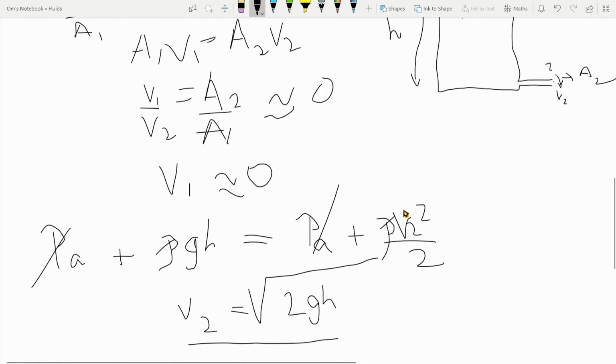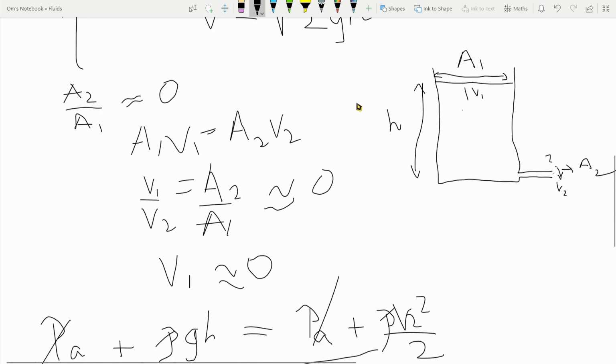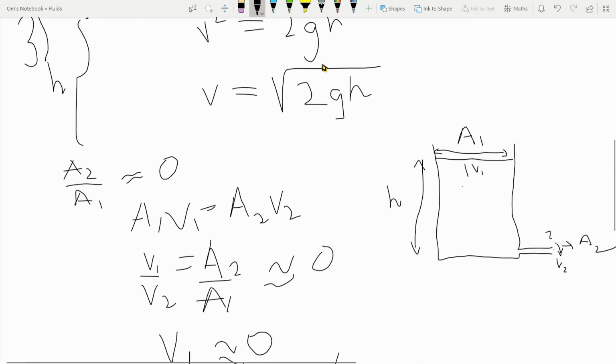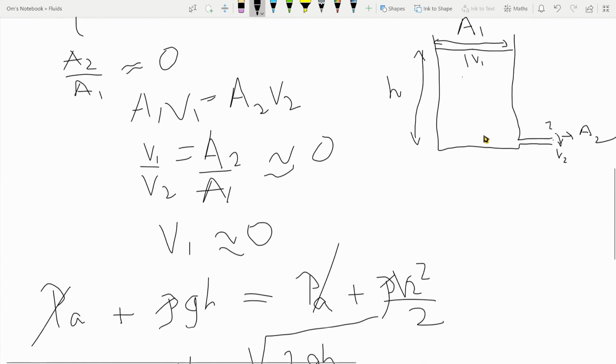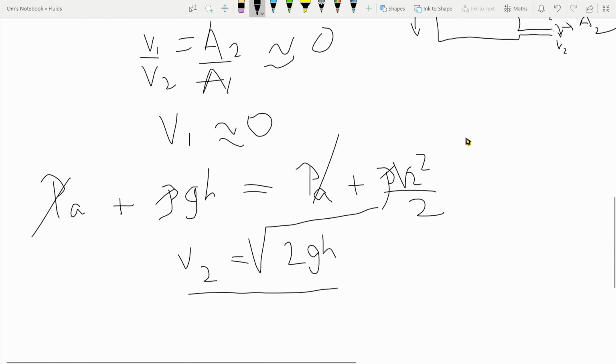So, it's really surprising to see that these two values are actually equal. That is, it doesn't matter whether it's falling freely through air or whether there are fluid particles between them, the velocity is going to be the same. And that's something that really gives you something to ponder about and think about, yeah?